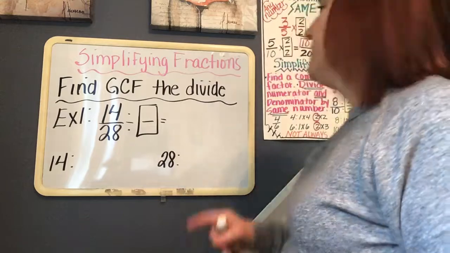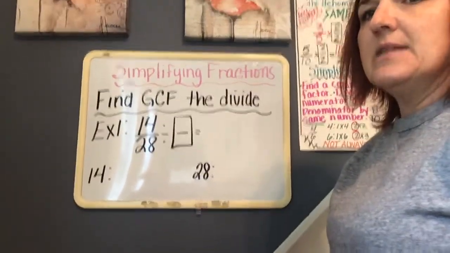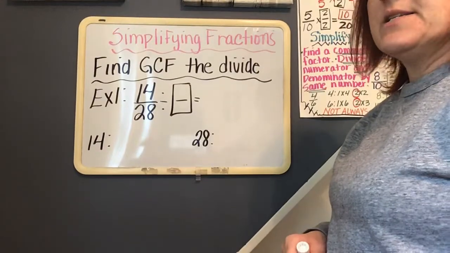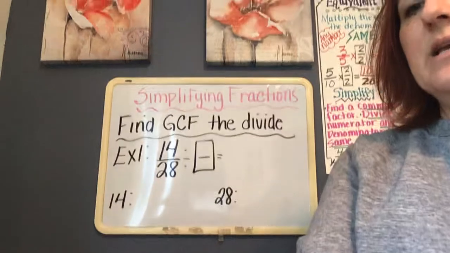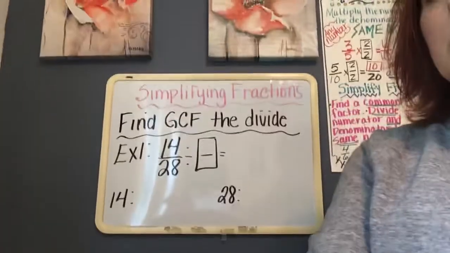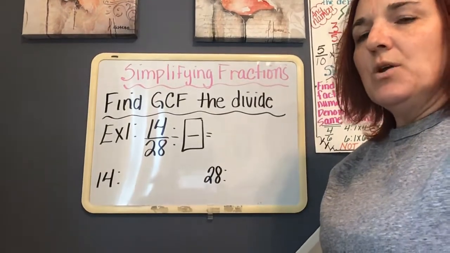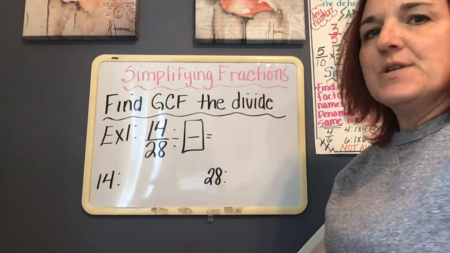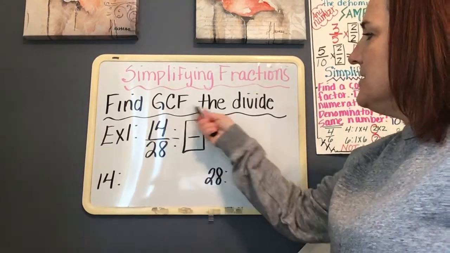So let's get started. So we have simplifying fractions as our title, and we have finding the greatest common factor. Now, finding the greatest common factor is what we practiced last week, and this is what we are going to want to do this week. So it says, example 1, find the GCF, then divide.